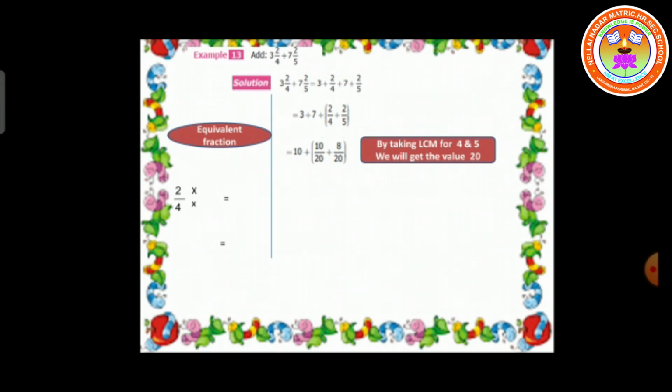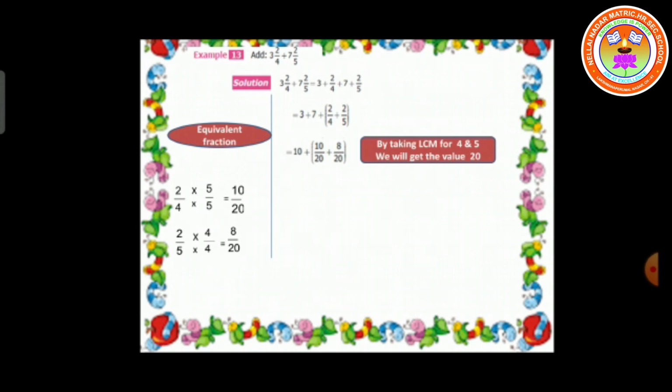Think, yes, it is 5 by 5. So 2 5s are 10 and 4 5s are 20. Then take the other fraction, 2 by 5. What is multiplied with 5 to get 20? Think, yes, it is 4. So 2 4s are 8, 5 4s are 20. Now we get 10 by 20 and 8 by 20.